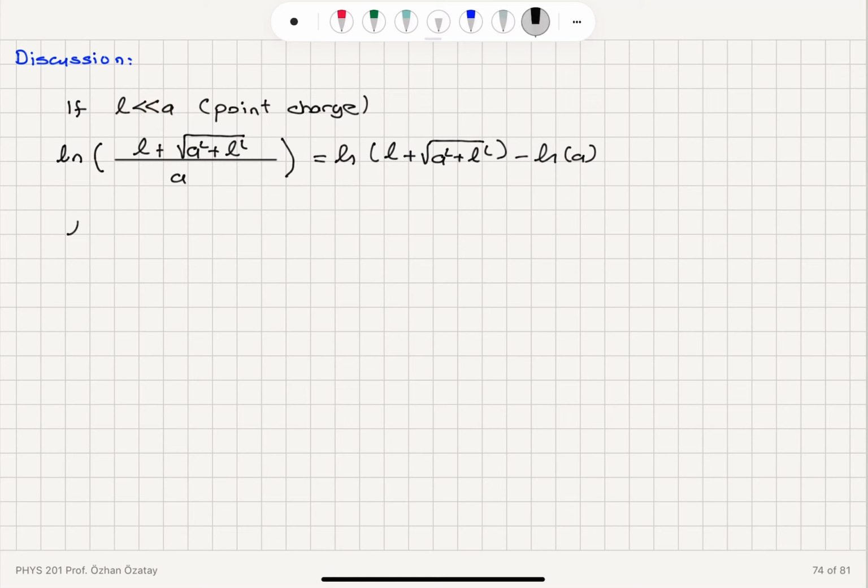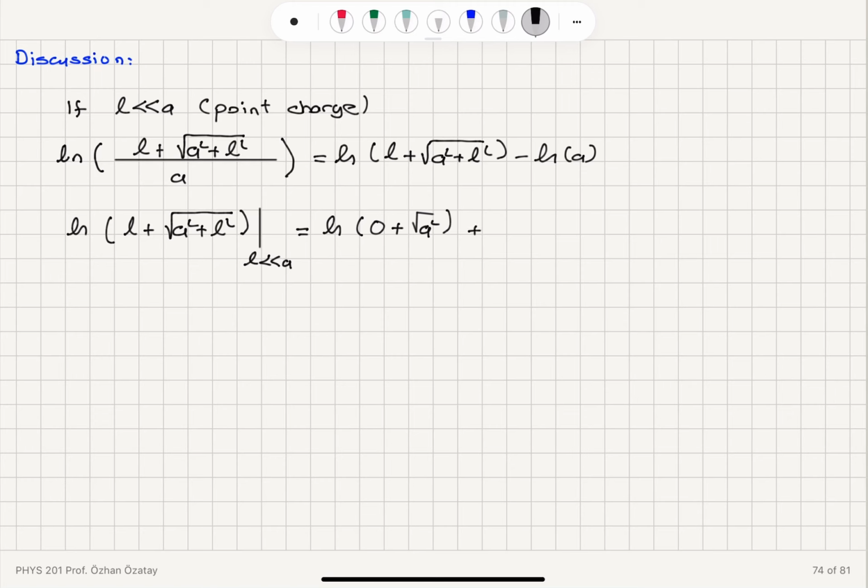So natural logarithm of L plus square root of A squared plus L squared, in the limit L is equal to 0 or L much less than A. Now I'm doing a Taylor series expansion. First term, I substitute L is equal to 0. So this is going to be natural logarithm of 0 plus square root of A squared.